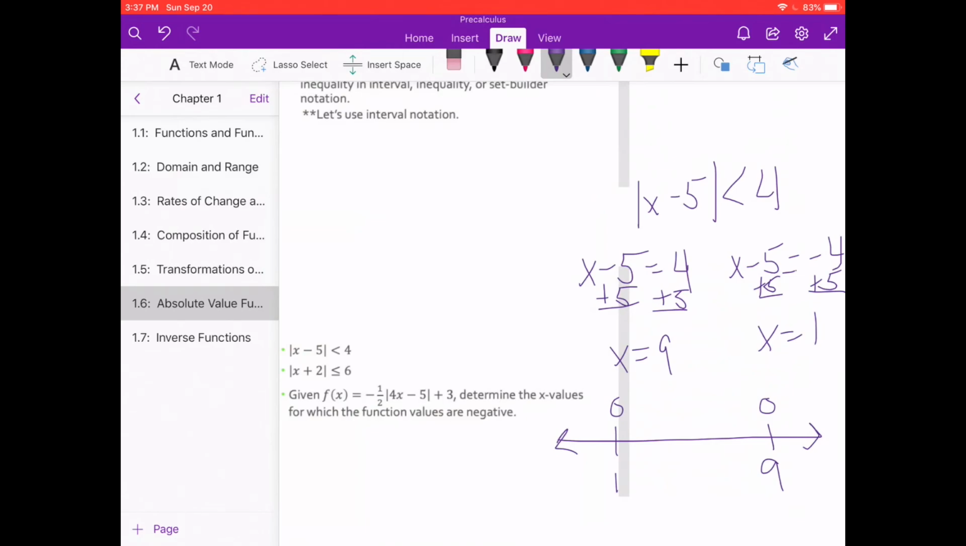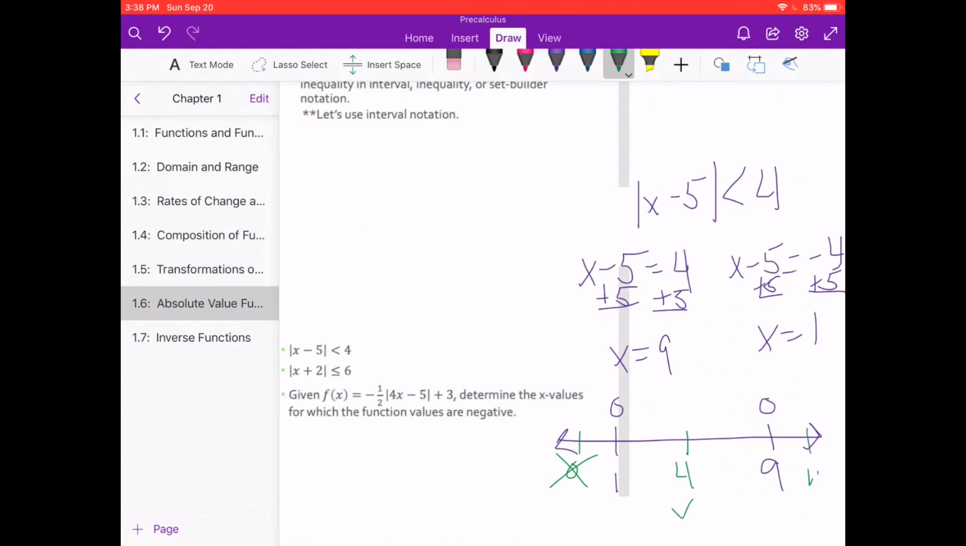Let's test a number to the left of both of them. So my number that I'm going to choose is going to be 0, because I like 0. And I'm going to plug back into the original. So 0 minus 5 is negative 5. The absolute value of negative 5 is 5. But 5 is not less than 4. So this one is not going to work. Let's try something in the middle. How about the number 4? So 4 minus 5 is negative 1. The absolute value of negative 1 is 1. And 1 is indeed less than 4, so this one works.